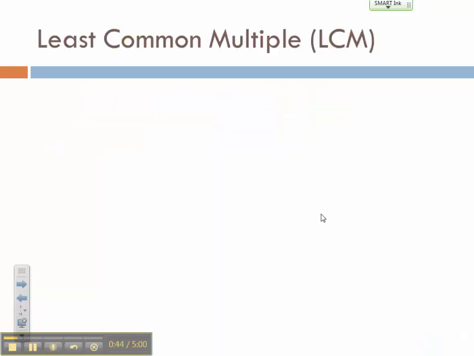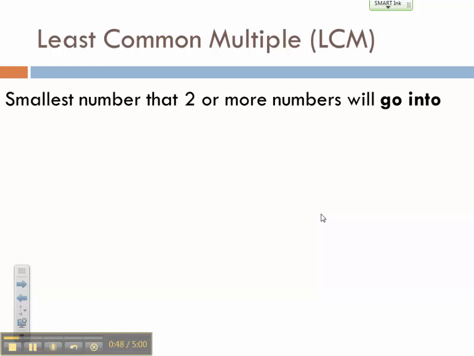Okay, so least common multiple. Your notes are in front of you. In your notes, you already have this definition. The least, think of that word, least means the smallest number that the numbers you are dealing with will go into. They will go into. Here we go. So you have 12 and 16.